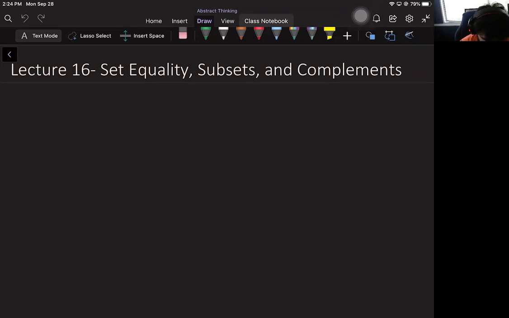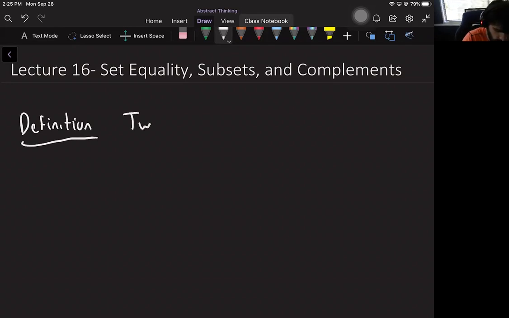Okay, so the first thing is that when you learn a new math concept, you often want to know when two of that thing are the same. So in this case, we want to know what it means for two sets to be the same, and this is one answer to that. So we are going to define what it means for two sets to be equal.